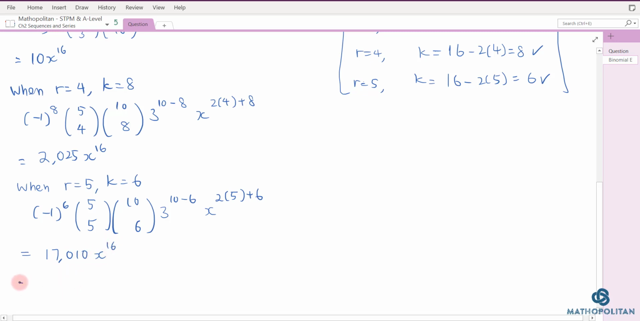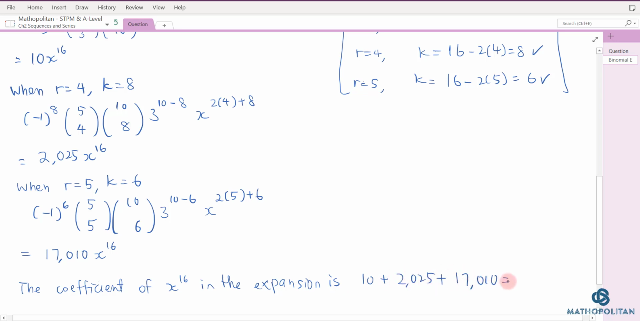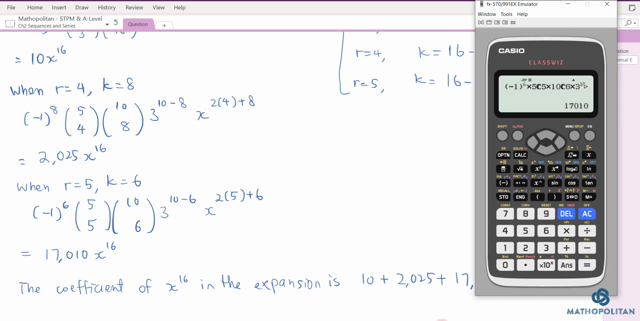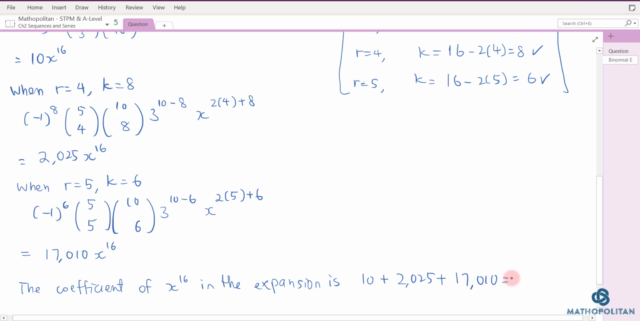So finally, we can now conclude the coefficient of x to the power of 16 in the expansion is, we'll just take the coefficients there, 10 plus 2025 plus 17,010. That will be 19,045. So that's 19,045, and we are done.